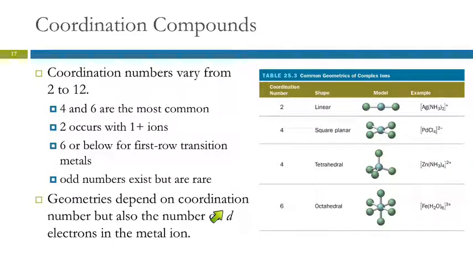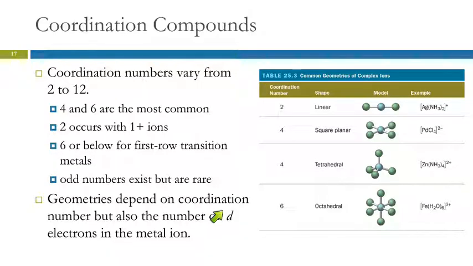So you may have a coordination number of 2 with the lower oxidation state ions, 6 or below for the first row transition metals. The higher, what would you say? Well, they are bigger. The larger ones would have 6 or higher. You can have odd numbers of ligands, but that's rare.